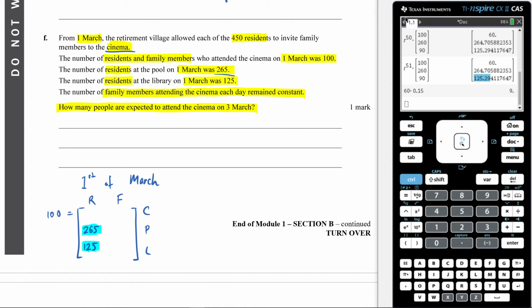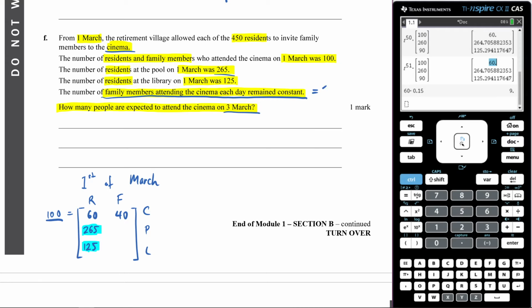So that means how many residents are going to be in the cinema? There are going to be 60. Well, how many family members are therefore going to be in the cinema if we know in total there's 100 people in there? It's going to be 40. Then we continue reading: how many people are expected to attend the cinema on the 3rd of March? We know that the family members attending the cinema each day remained constant. There's always 40 of them.